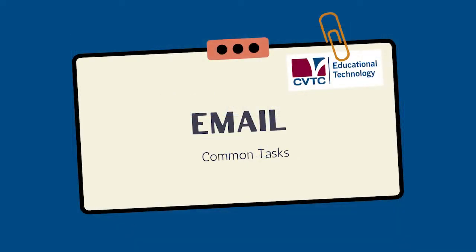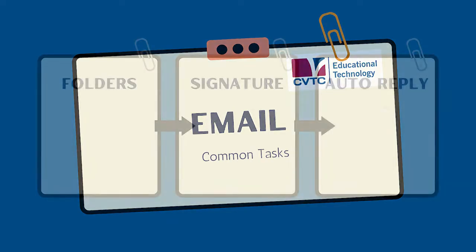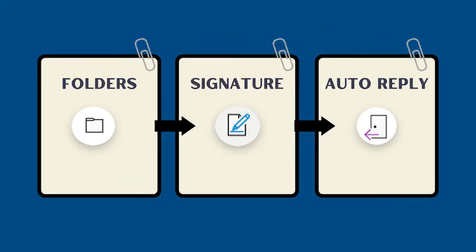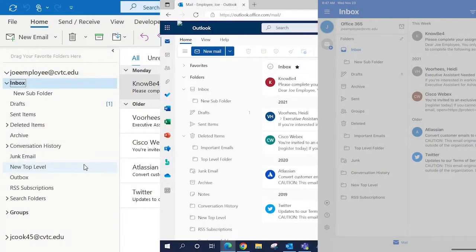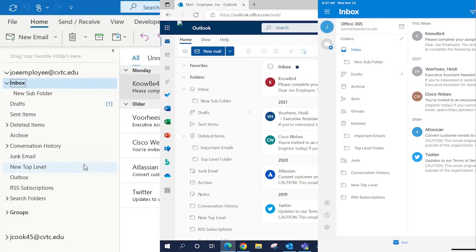This week, we will conclude our series on email with a look at 3 common tasks in Outlook: creating folders, email signatures, and out-of-office notifications. Folders can be created in the desktop, web, or mobile version of Outlook.